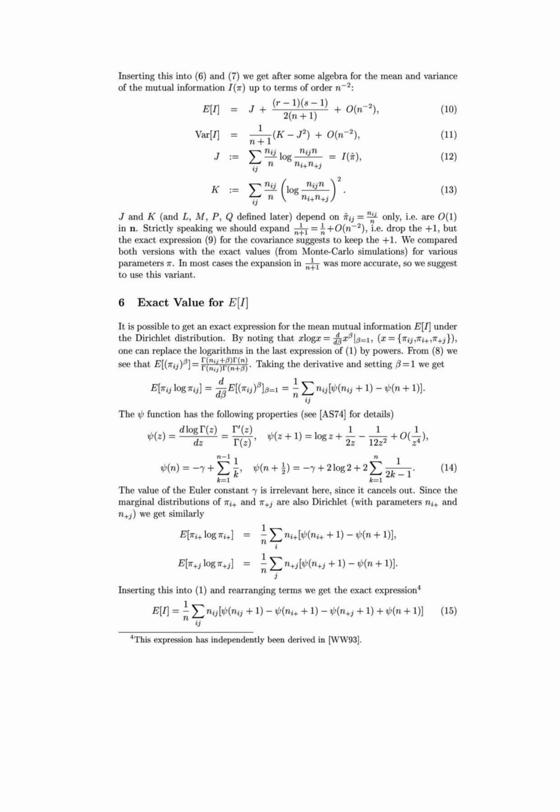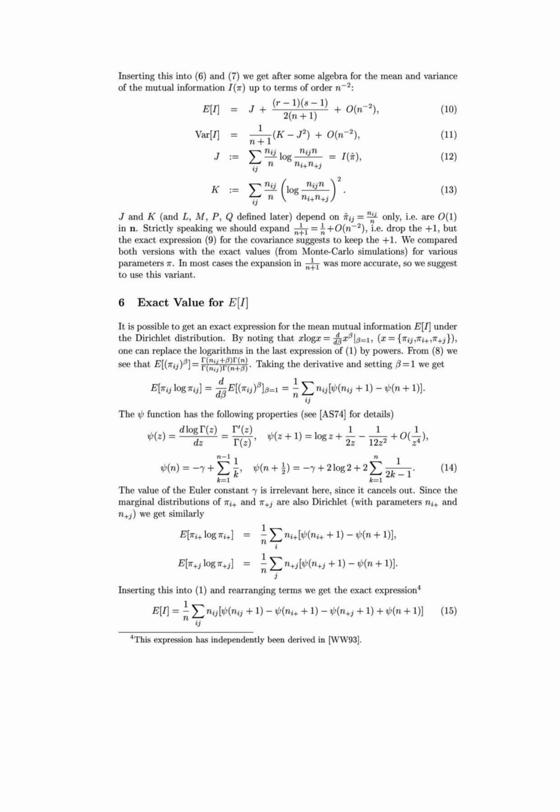The ψ function has the following properties; see the reference for details. ψ(z) is the derivative of log Γ(z), and ψ(z) = log z + 1/(2z) minus higher order terms. For integers, ψ(n) equals minus the Euler constant plus the sum of 1/k. The value of the Euler constant is irrelevant here since it cancels out.